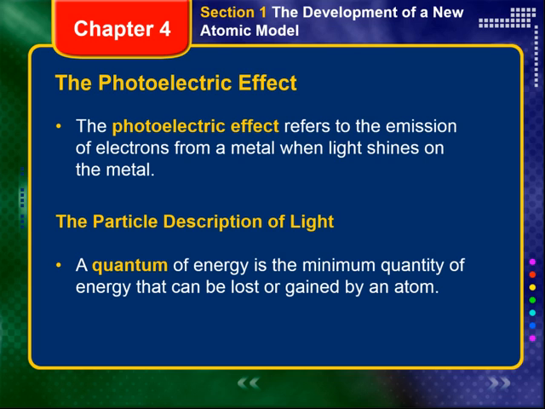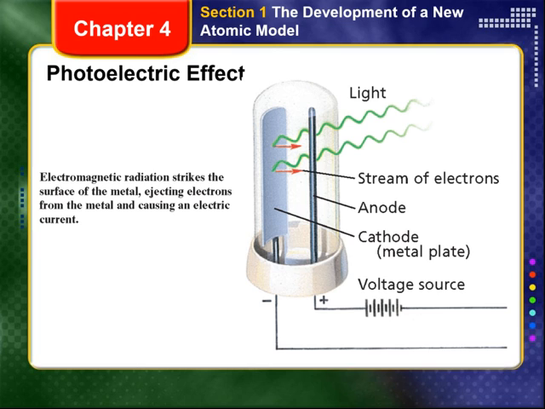The photoelectric effect. In the early 1900s, scientists conducted two experiments involving interactions of light and matter that could not be explained by the wave theory of light. One experiment involved a phenomenon known as the photoelectric effect. The photoelectric effect refers to the emission of electrons from a metal when light shines on that metal, as illustrated in figure 4-3.